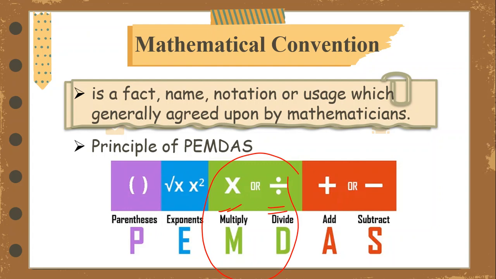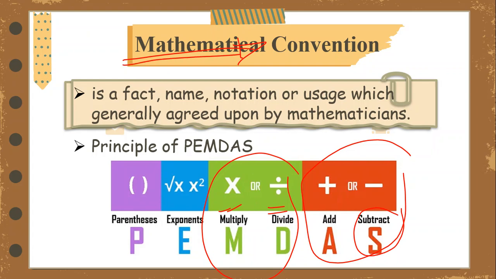Next, add or subtract, same thing, you will see it in red. Meaning, when only addition and subtraction are left, we solve from left to right. Even if subtraction comes first, you do it first. Just go left to right.